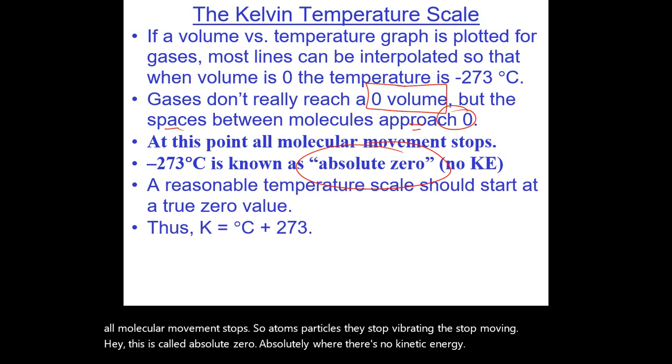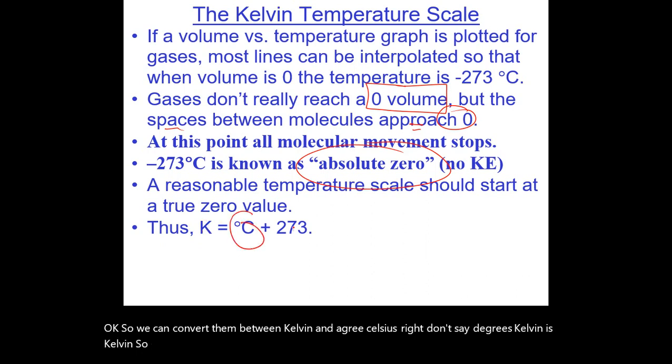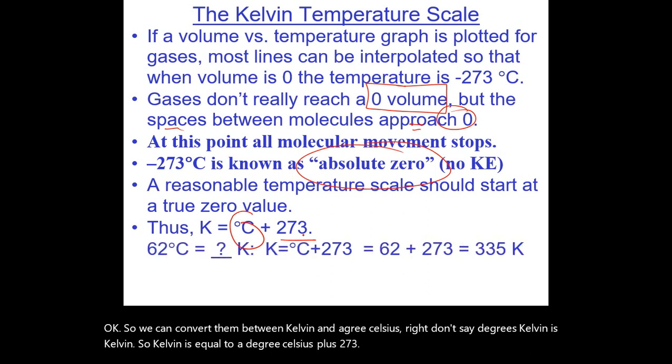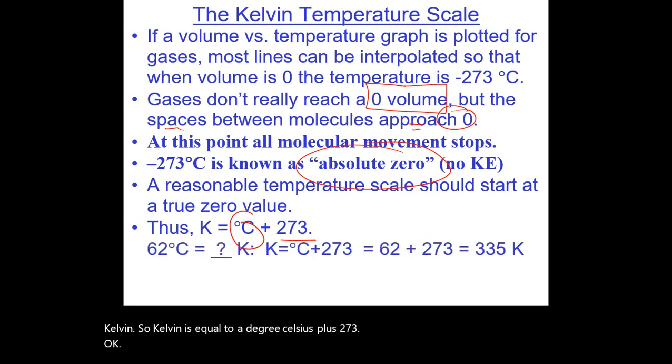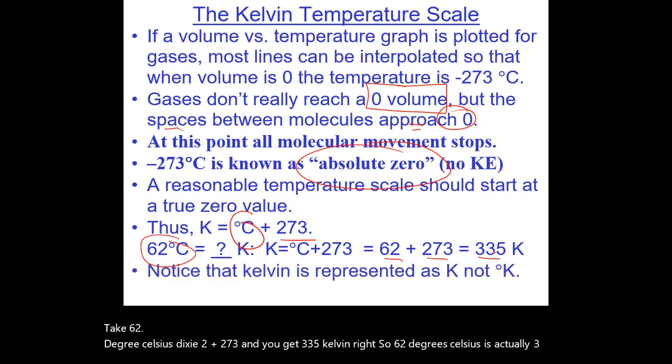Okay, so we can convert between Kelvin and degrees Celsius, right? Don't say degrees Kelvin, it's just Kelvin. So Kelvin is equal to degrees Celsius plus 273. Okay? So to convert 62 degrees Celsius into Kelvin, all you do is take 62 plus 273, and you get 335 Kelvin. Right, so 62 degrees Celsius is actually 335 Kelvin.